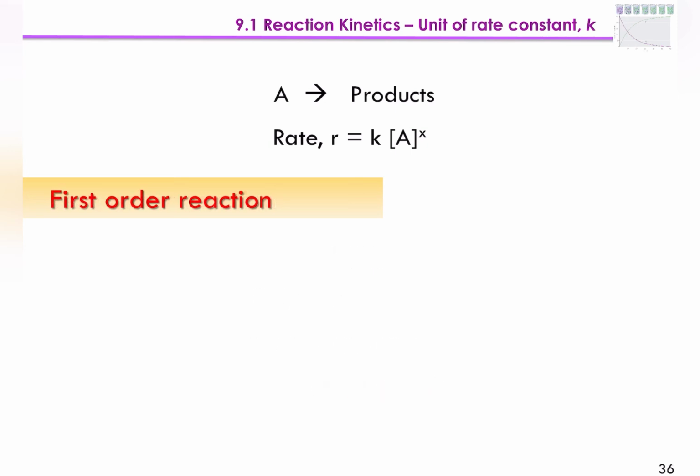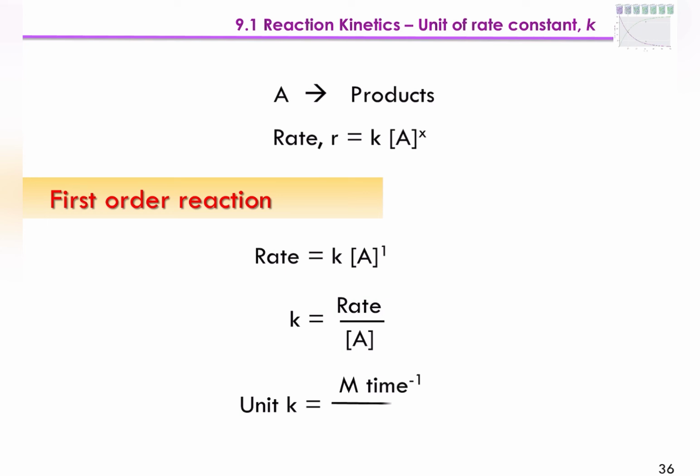Let's continue with the first order reaction. I'm going to replace x with 1 and rearrange my equation, with k as the subject. I will have rate over concentration of A. If you put the units into the expression, the rate is molar per time over molar for the concentration. So you cancel out the molar, and you have per time left. So this is the unit for the rate constant k of a first order reaction.